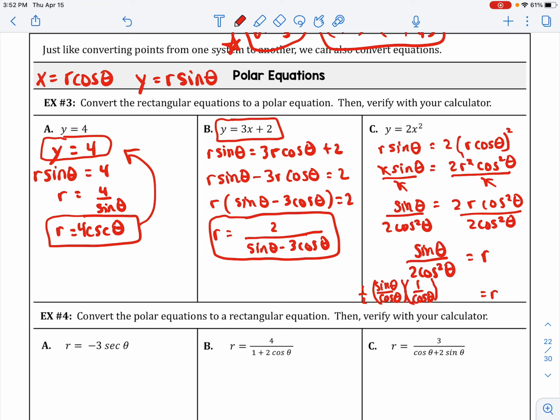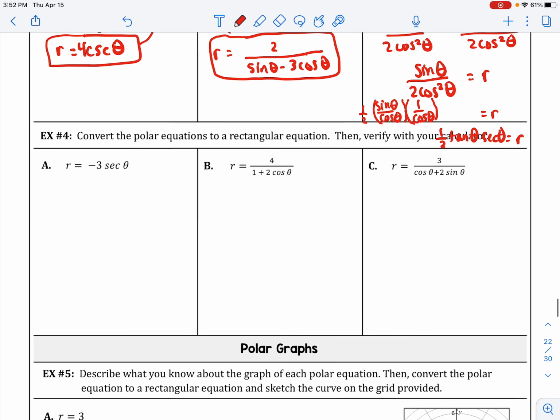So this could be 1/2 tangent theta secant theta is your r. I'll write it up here. r equals 1/2 tangent theta secant theta. And if we graphed it, it would look like a parabola, y equals 2x squared. Pretty cool.